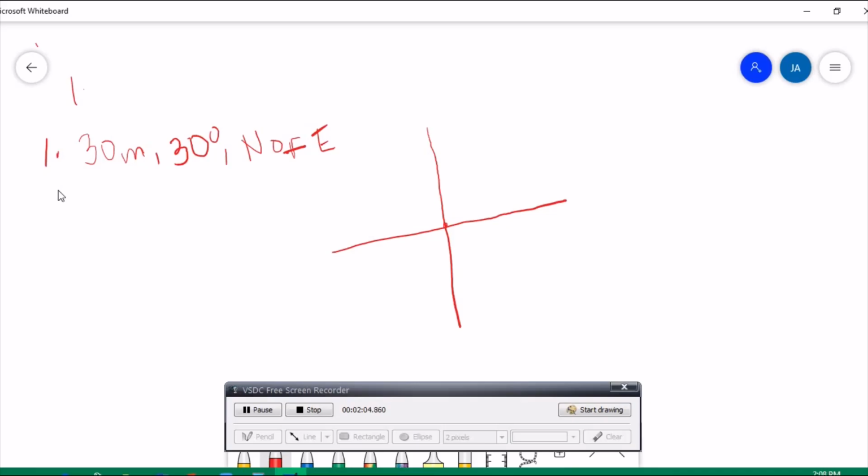First, you have to identify the direction of our vector. So that's north of east. So it means it's from east going to the north. So from here going to the north. Okay. So the direction of our vector is like this. From its x-axis going to the y-axis. So we have 30 meters. The magnitude is 30 meters.